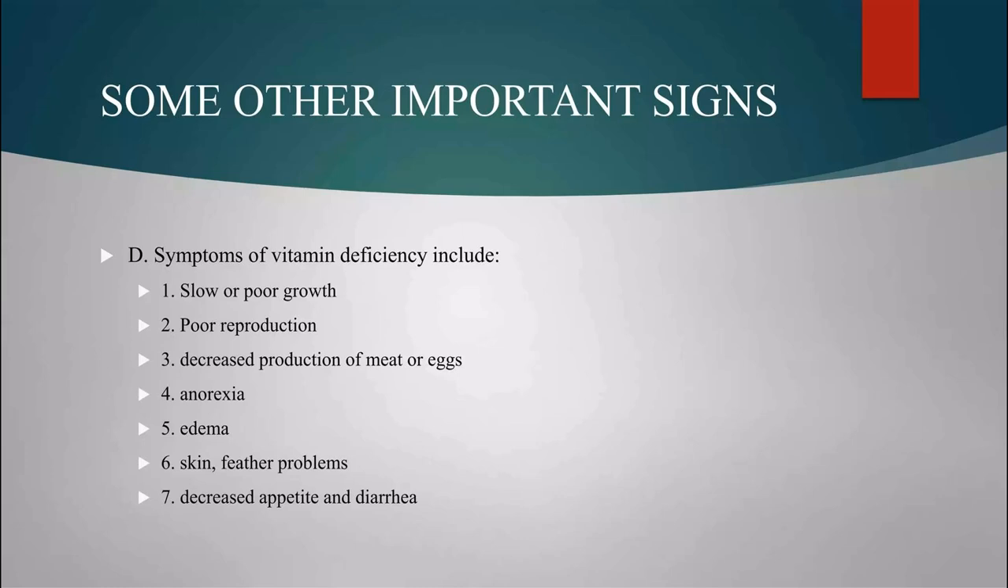Important signs of the vitamin deficiency include slow or poor growth, then poor reproductive performance, then decreased production of meat or egg if you go towards that side. Then anorexia may be complete anorexia, then edema of the brisket may also happen. Then skin and feather problems are also noticed in case of the birds. Totally there will be decreased appetite and some animals will show diarrhea.